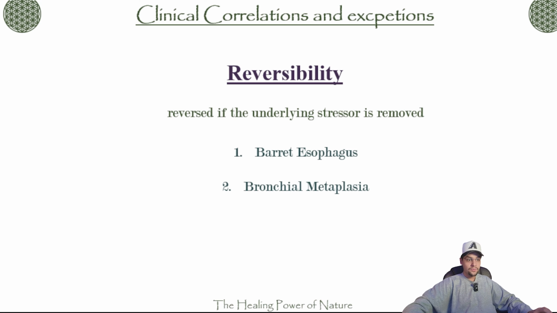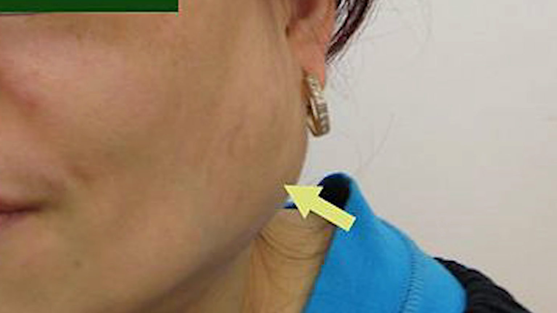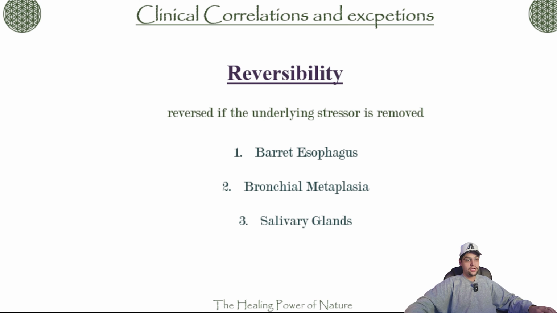Bronchial metaplasia, stop smoking. If you help your patients stop smoking, this can reverse metaplasia caused by chronic exposure to cigarette smoke. Additionally, salivary glands, chronic inflammation, such as in Sjögren's syndrome, can induce metaplasia, where glandular tissue becomes duct-like. Managing inflammation may help prevent further progression.